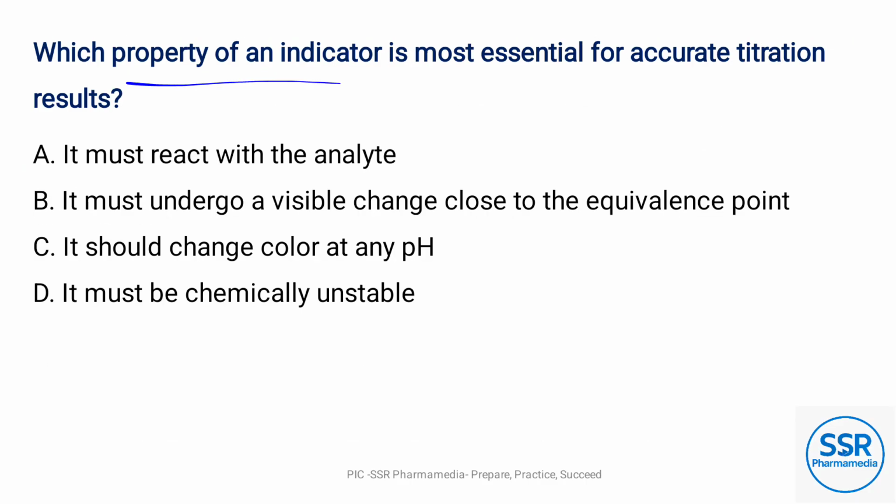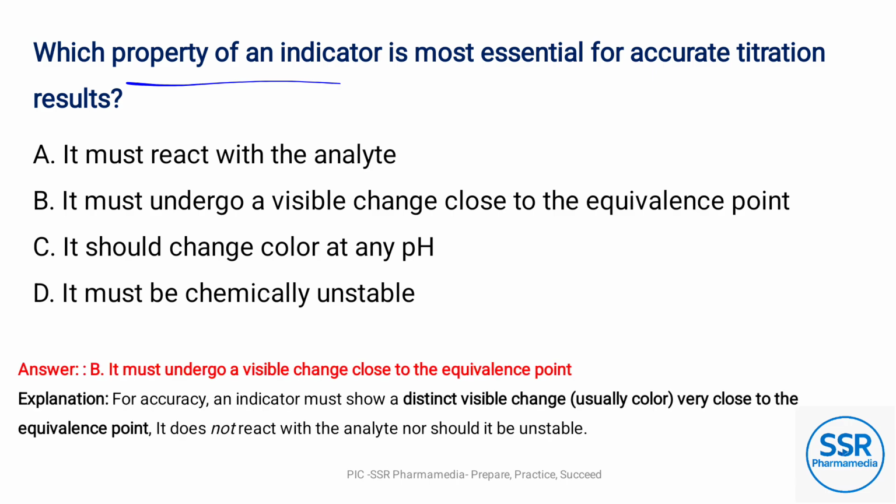Which property of an indicator is most essential for accurate titration results? So the answer is option B. It must undergo a visible change close to the equivalence point.